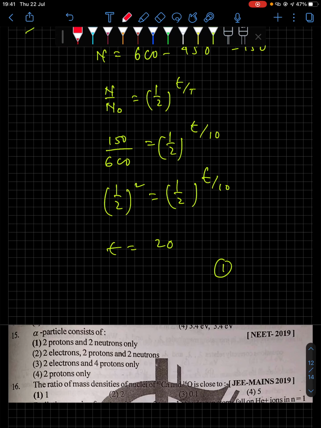Next, question 15. An alpha particle has 2 protons and 2 neutrons. Okay, an alpha particle is a helium nucleus. Next, question 16.